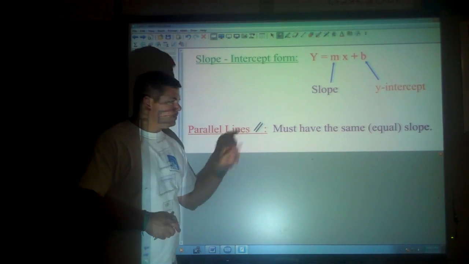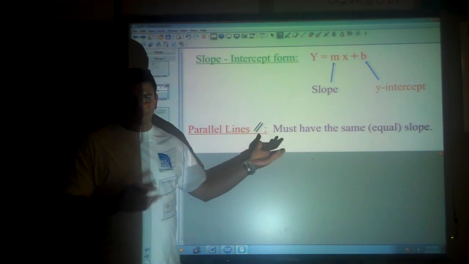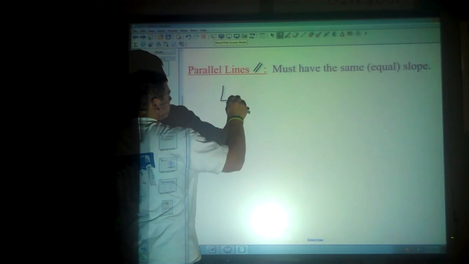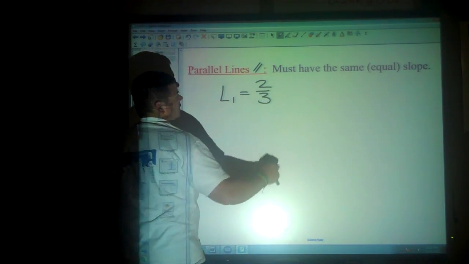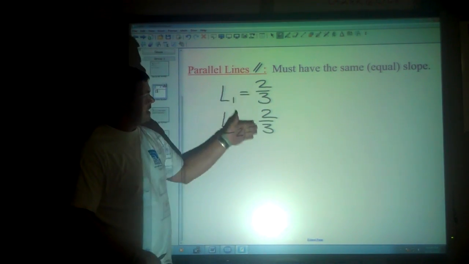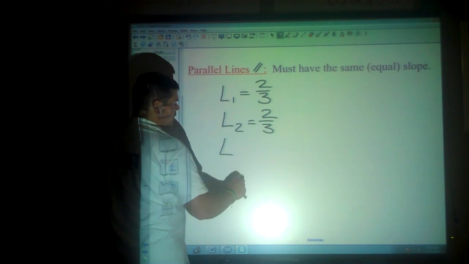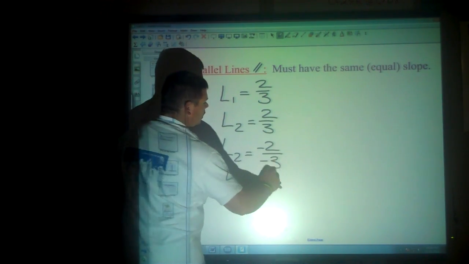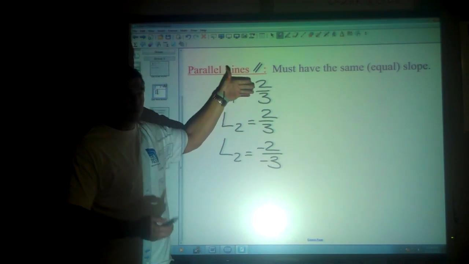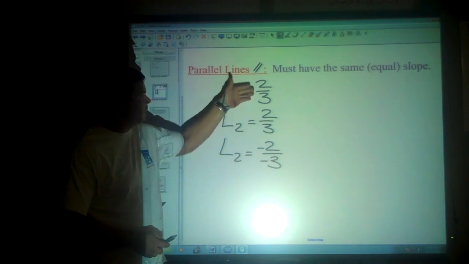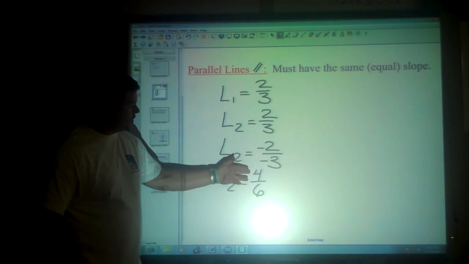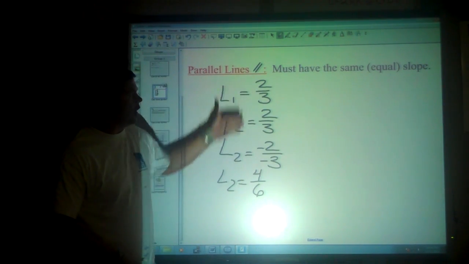Parallel lines must have the exact same, or at least equal, slope. What I mean by that is, when we say line 1 has a slope of 2/3, then line 2 has to also have a slope of 2/3. But you might not always see the exact same fraction. You could have line 2 equal -2 over -3. Even though those aren't the same in appearance, they are the same in value, because a negative divided by a negative makes a positive. You might have line 2 with a slope of 4/6, but 4/6 simplifies down to 2/3, so they are the same.